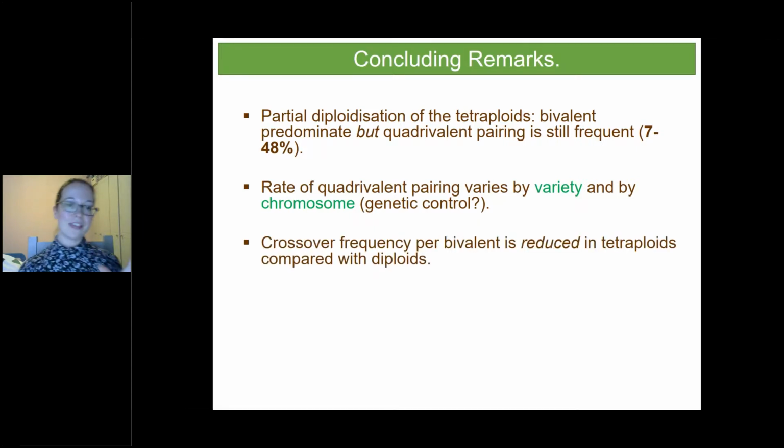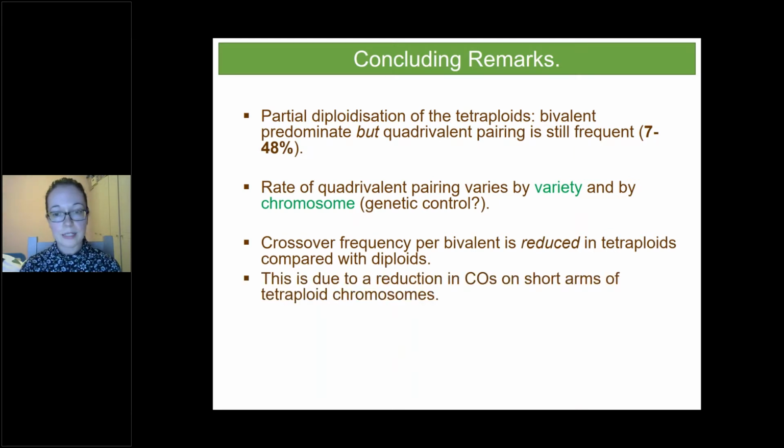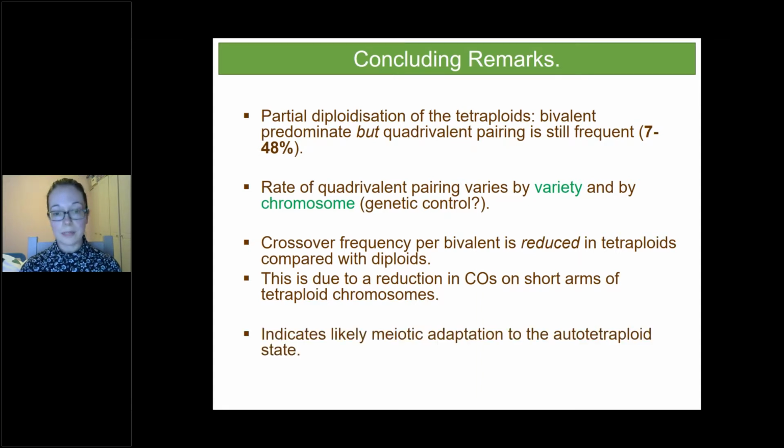So we showed that the crossover frequency per bivalent is reduced in the tetraploids compared to the diploids because you just didn't see as many crossovers on the short arms in the tetraploids. So they maintain the obligate crossover on the long arm normally, but then we don't see a second one on the short arm like we do in diploids quite frequently. So we think that this indicates how the meiosis has adapted to the autotetraploid state by constraining the configuration so that we mostly have bivalents.